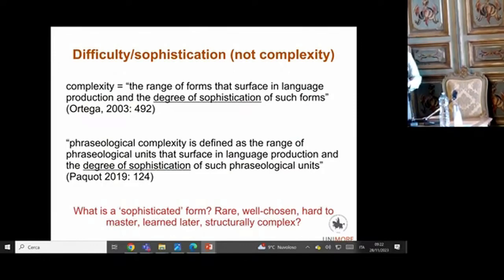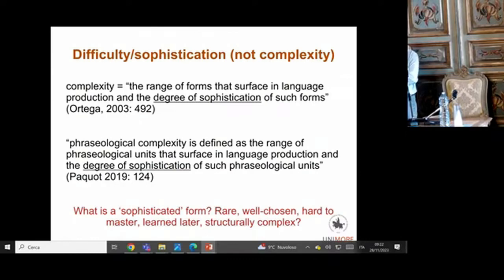So it's virtually exactly the same quote, just adding phraseological units. My question has always been, what is a sophisticated form? I think sophistication is a rather naive term, I would say.